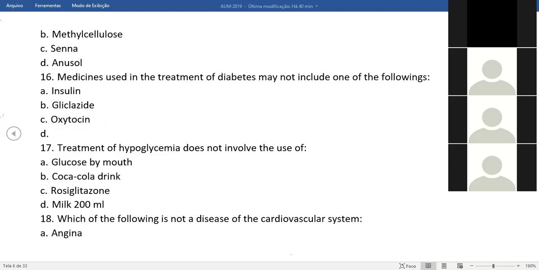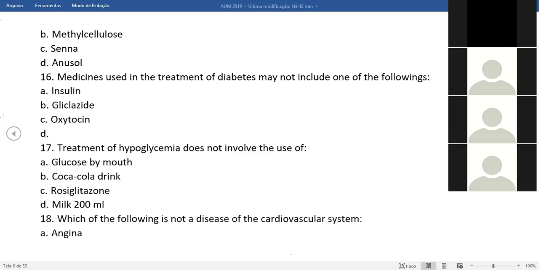Treatment of hypoglycemia does not involve the use of... Rosiglitazone. Very good. That's option C. What class does rosiglitazone belong to? Thiazolidinedione. We mentioned it yesterday.